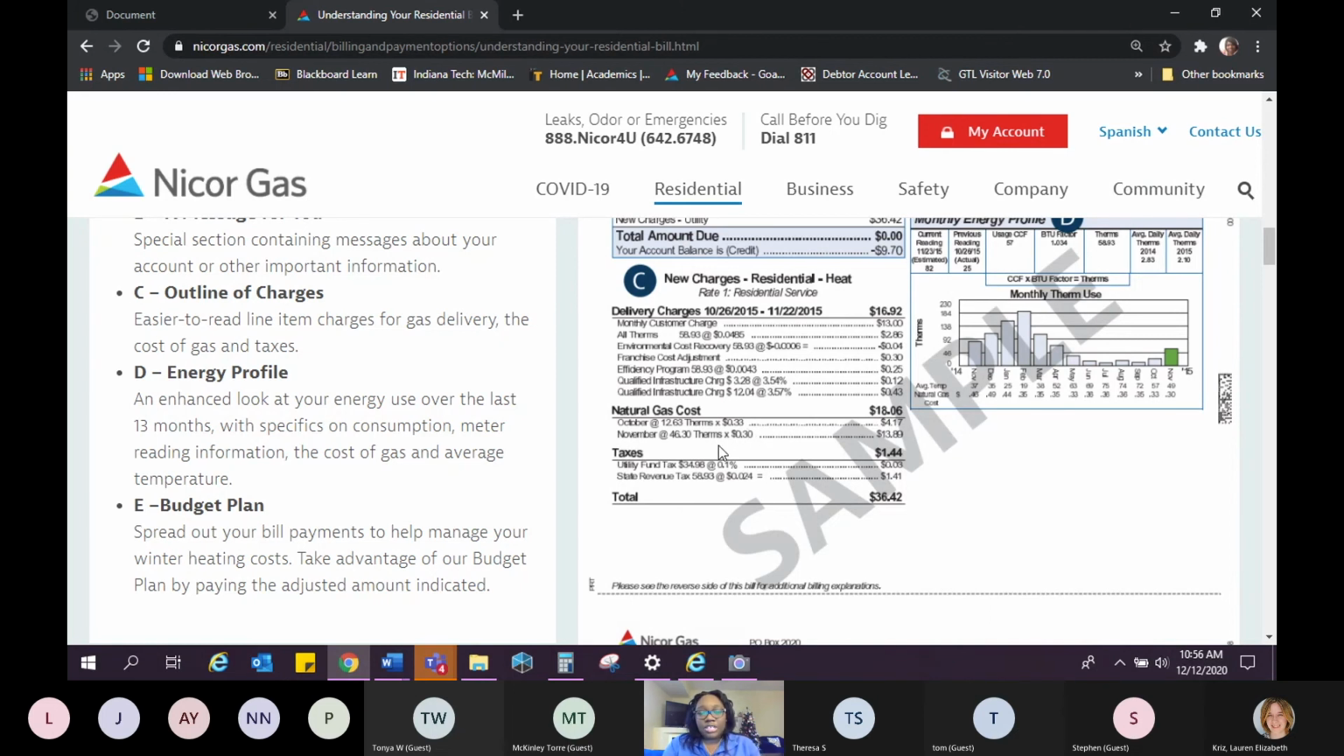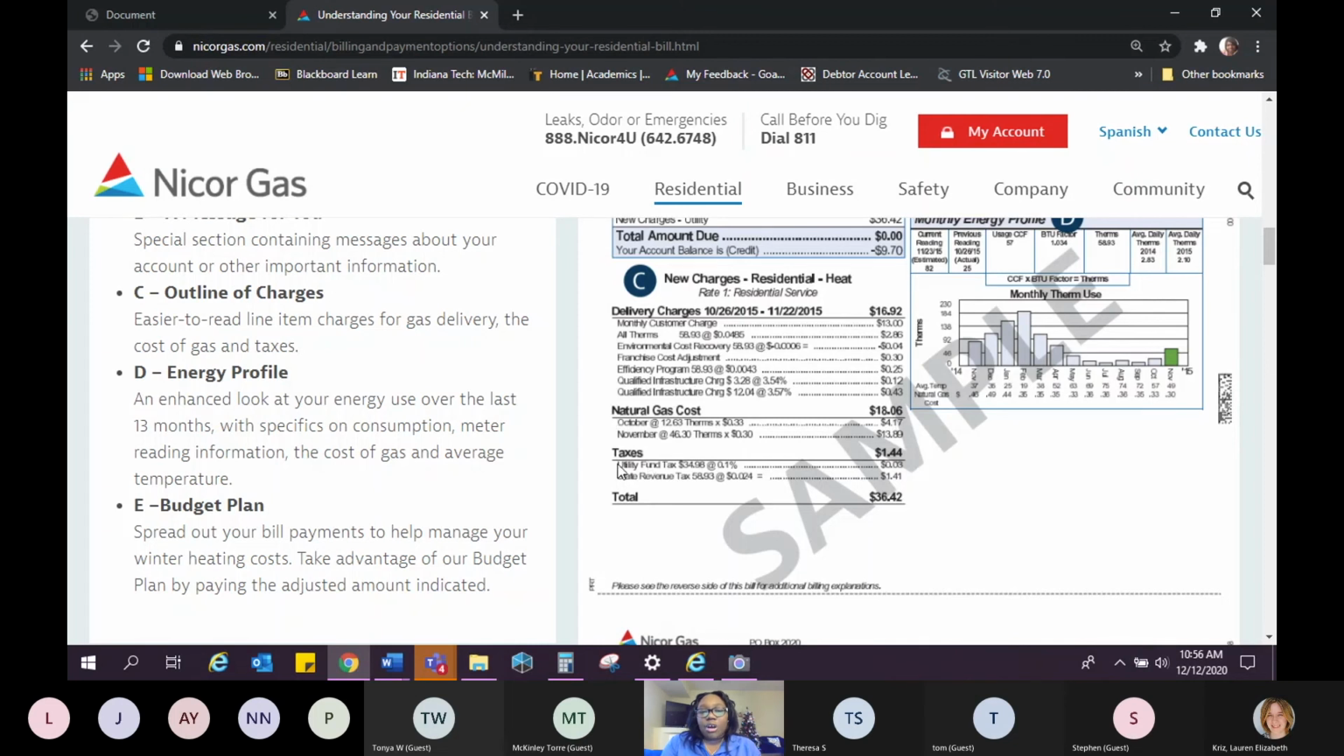So we did have to list that twice. For November, it was 46.30 therms used, and the cost per therm was cheaper, at 30 cents per therm. So for November, they paid $13.89. So when we add that together, for this billing period, it was $18.06.